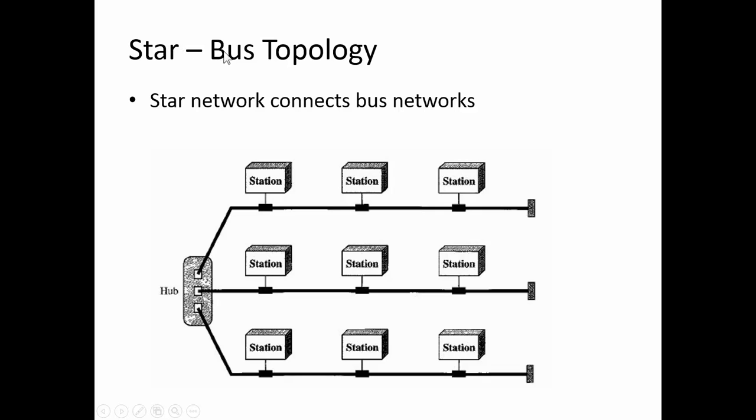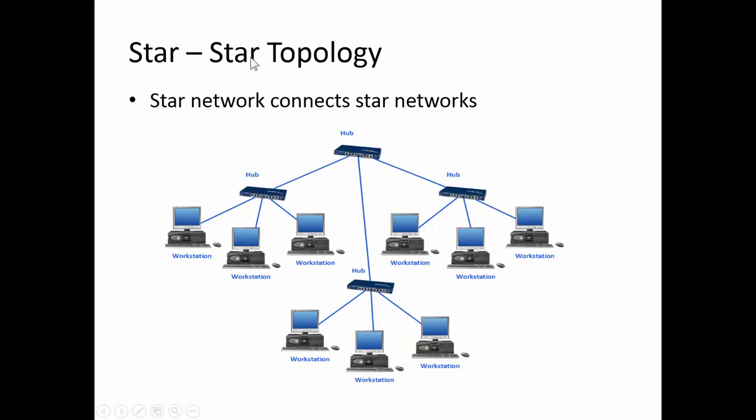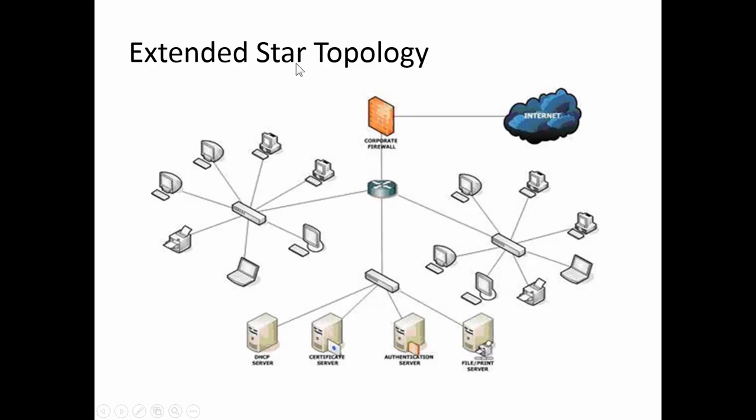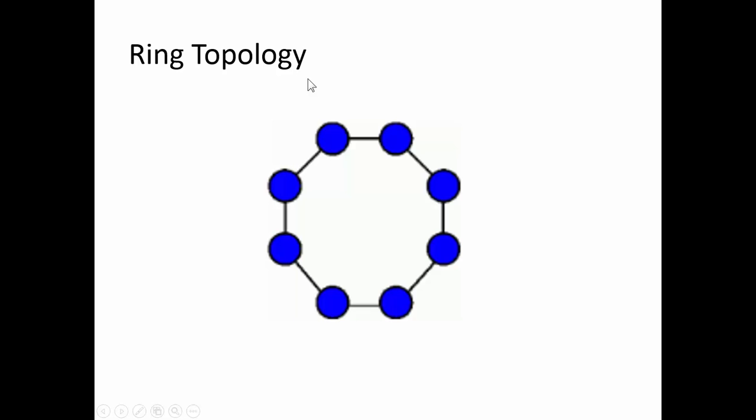Conversely, a star-bus network is where each individual local area network is a bus topology, and the backbone which ties them together is a star topology. And a star-star topology is where each individual network is a star topology, and the backbone which connects them together is also a star topology. A star-star topology is also known as an extended star topology, and this is what we have here at the CCBC Catonsville campus.